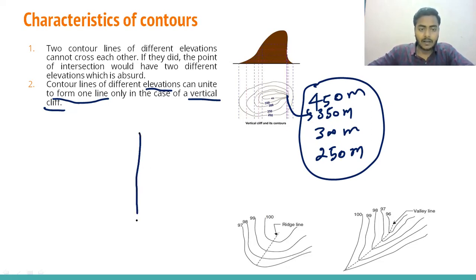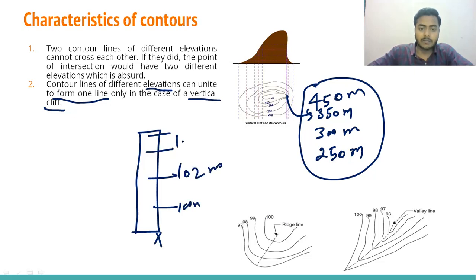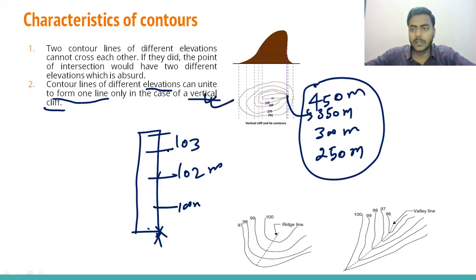Like suppose this is a building and this is a wall of a building. You can see at this point different elevations. Like you can say this is 100 meter, this is 102 meter, this is 103 meter. So at this point the contour lines will close, and different contour lines with different elevations will close through a single point. When this is happening, it means there is a vertical cliff. So these are the characteristics of contours. By looking at the contour lines, you can get many ideas about the actual features of the ground.